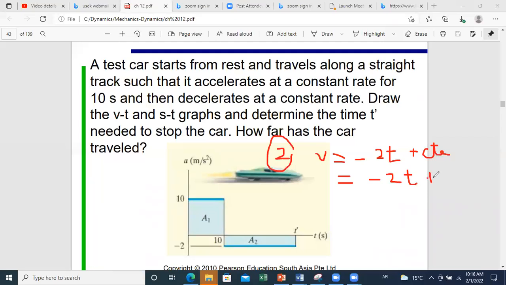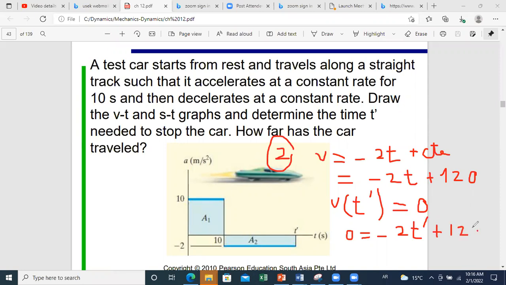And then to determine the value of t prime, we said we can use the condition that we know that v at t prime is equal to 0. And then all we have to do is to apply this condition and say that 0 is equal to minus 2t prime plus 120. And then we obtained exactly the same result as in the graphical method. We obtained that t prime is equal to 60. Okay, so both graphical and analytical methods will lead to the same result.